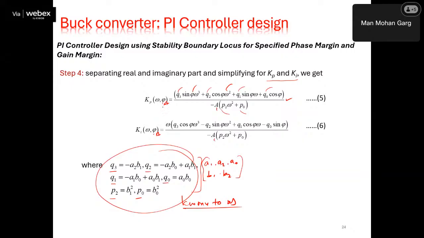It means if I know phi and A, and if I vary omega, then for a different value of omega, let's say I put omega equal to omega 1, then it will be Kp1, Ki1, some combination will be there. Omega equal to omega 2, then this is Kp2, Ki2. Omega equal to omega 3, then this is Kp3, Ki3. Like that, I will get a number of Kp, Ki pairs given omega 1, omega 2, omega 3.